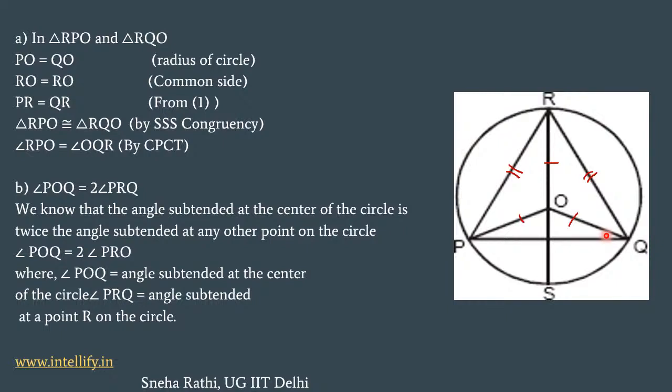Now we need to prove that angle POQ is equals to 2 times angle PRQ. It is a property of circle that angle subtended at the center of the circle is twice the angle subtended at any part of the circle. So angle subtended at the center, angle POQ, is twice the angle subtended at any part of the circle, which is angle PRQ. So angle POQ is equals to 2 times of angle PRQ.